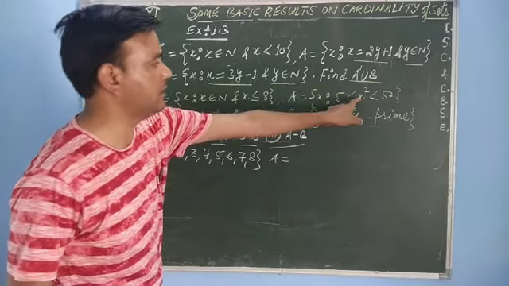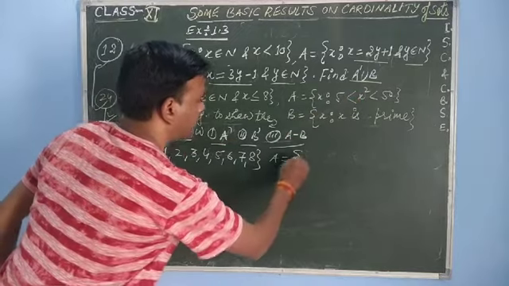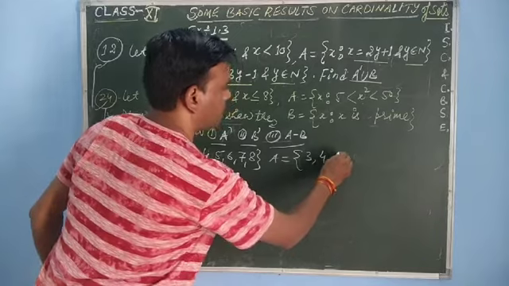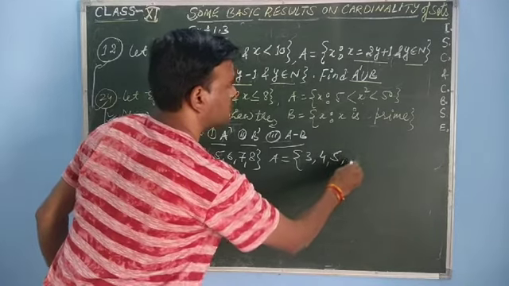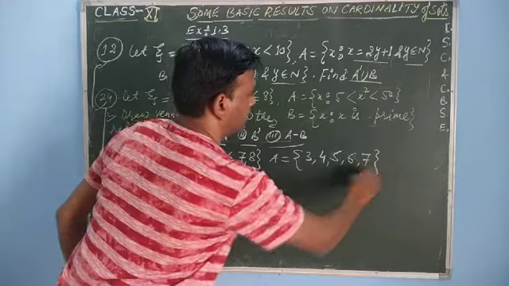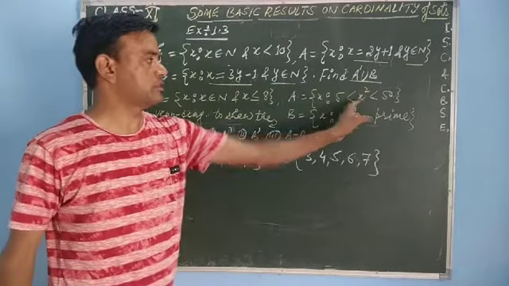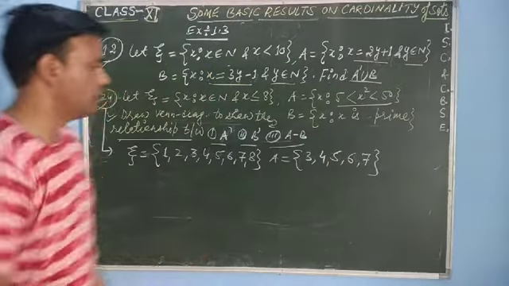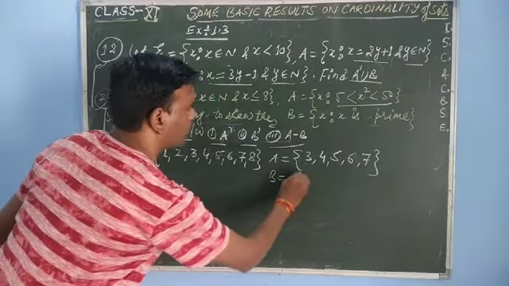So we will take from 3. 3 3 is 9, that is greater than 5. It means X will be 3, 4 4 is 16, 5 5 is 25, 6 6 is 36, 7 7 is 49. These all are the values of X which satisfy this condition, and B will be equal to X is a prime.